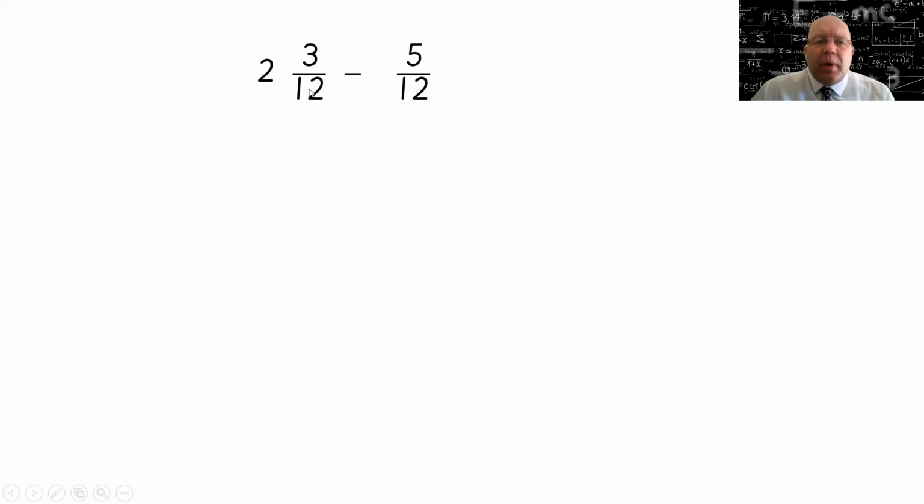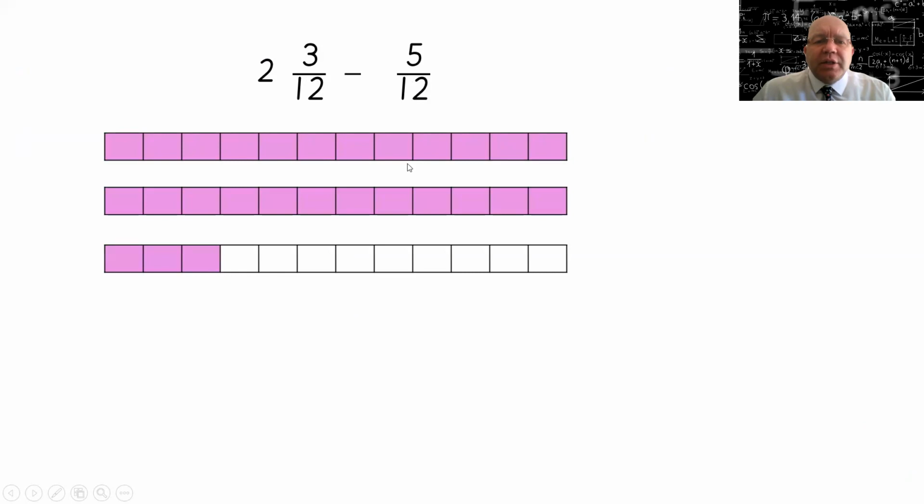Well, 2 and 3/12 is certainly bigger than just 5/12. So it must be possible to do this as a subtraction. So let's have a look. There's our 2 whole 1s and our 3/12. So 2 and 3/12, and we're going to take 5/12 away. Well, there's 3 of them, but then we're going to have to take some more from the whole. This is what we mean by subtracting through a whole one. So we're going to have to steal some from the 2 whole 1s. So there's 2 more. So altogether, we've taken away our 5/12s.